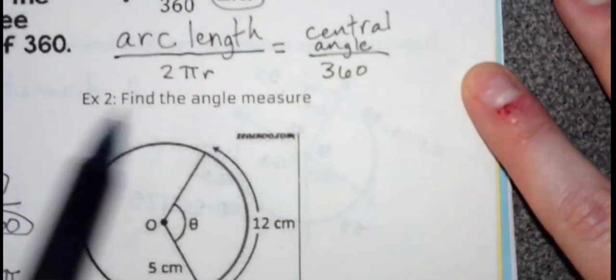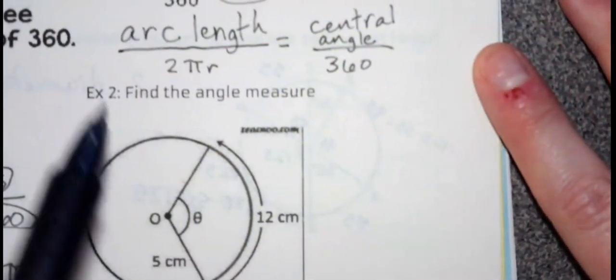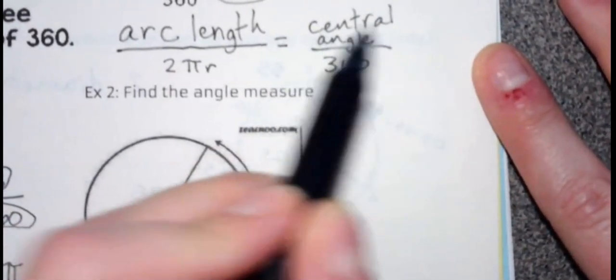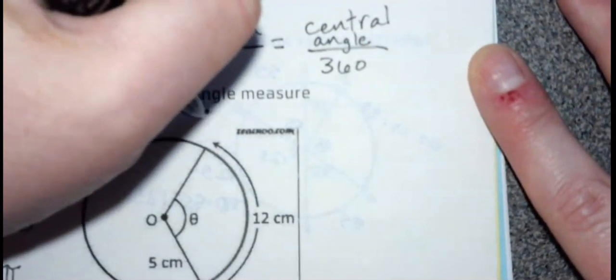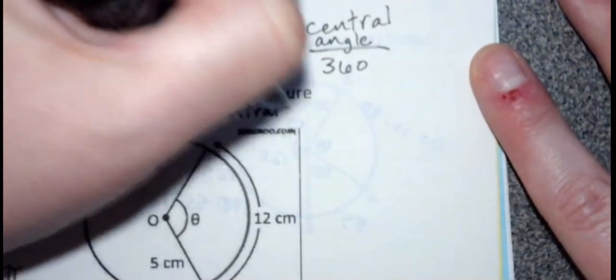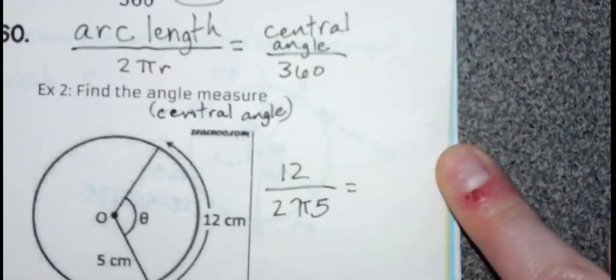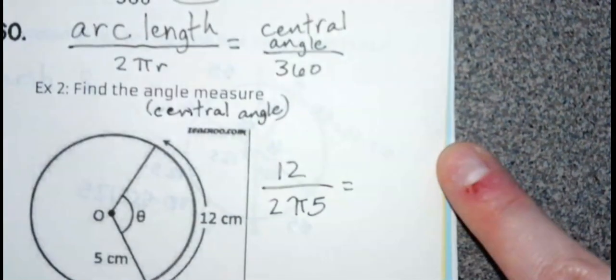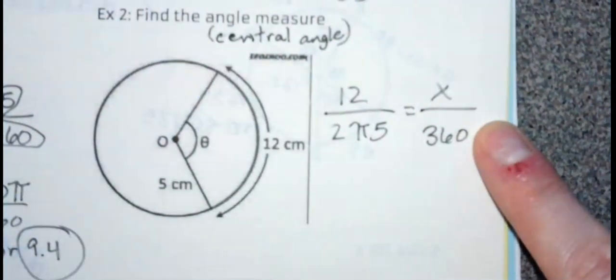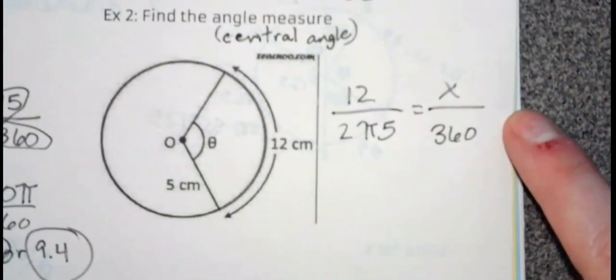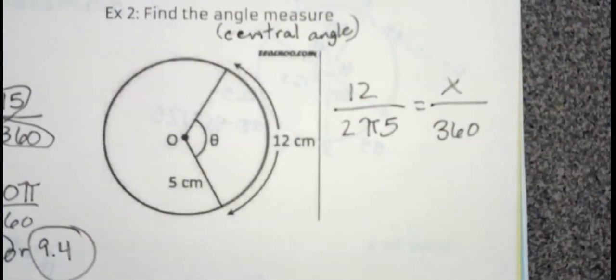Things that you might notice. There are 3 things we're looking for, so you have 3 examples on here. This one, we are looking for the angle measure. This is the central angle. Angle measure, I'm going to put in parentheses, central angle. That's what we're talking about. You can also look at the picture and see that that's the central angle. So the arc length is 12. The 2 times pi times 5 is the circumference over the central angle, which we don't know what that is, so I'm just going to call that x, and then over 360, because that is the formula. All right, that's the relationship of all of these things.